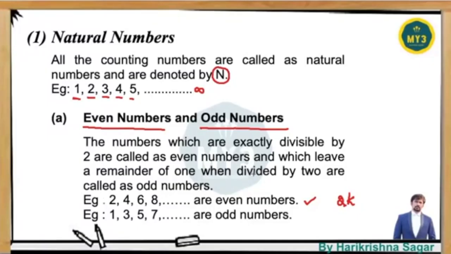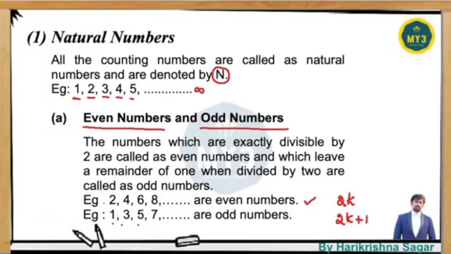And odd numbers are nothing but numbers which, when we divide them by 2, give a remainder of 1. That means numbers in the pattern of 2k plus 1 are treated as odd numbers. So generally 1, 3, 5, 7 and so on, all these are odd numbers. We can also get the negative values as well.